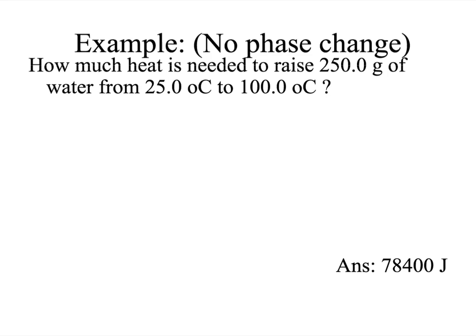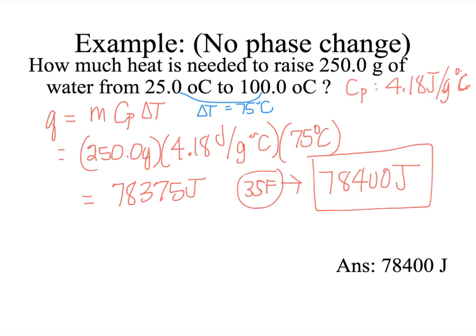I want you to pause the video and work out the problem and see if you get, first of all, the answer that was listed on the paper, but also if your work looks like my work. So how'd you do? Hopefully you got 78,400 joules. Remember this number because we're going to be using this in a second as we continue to calculate for a phase change.